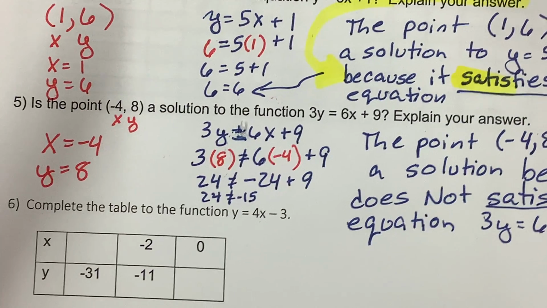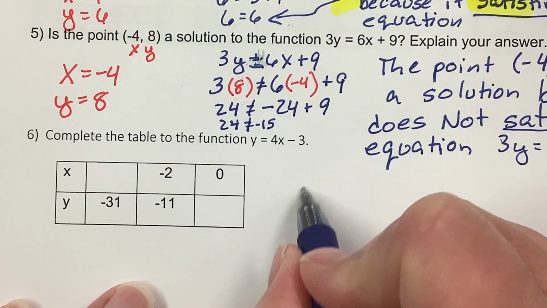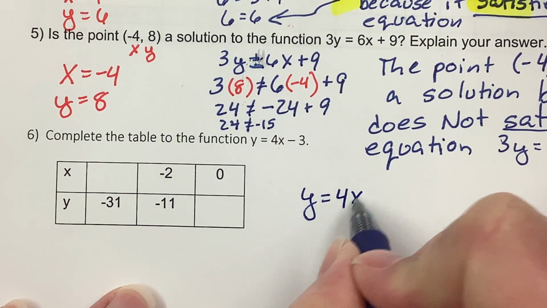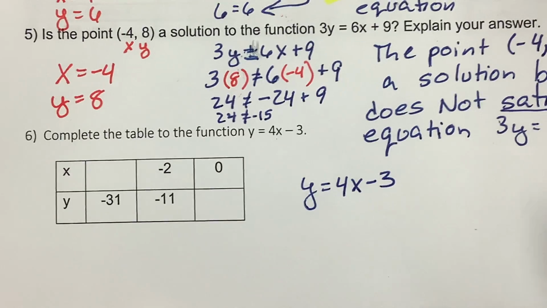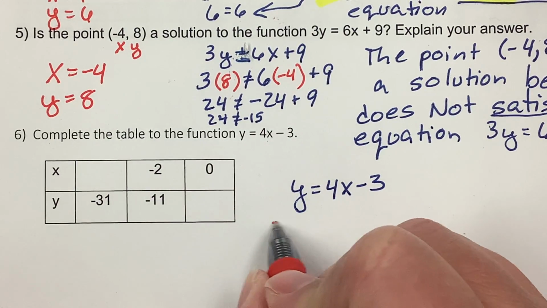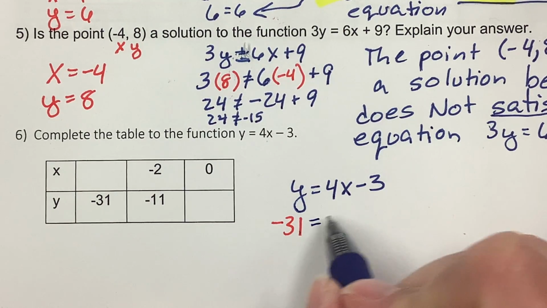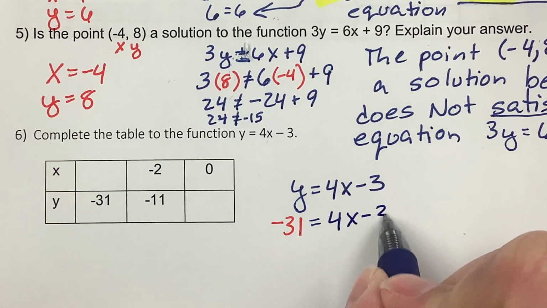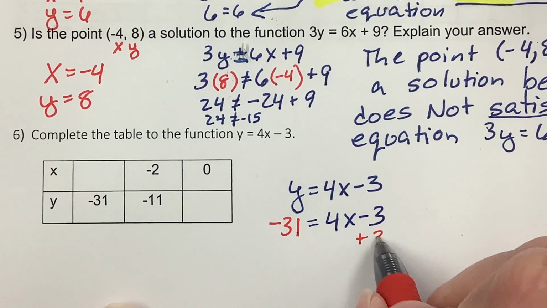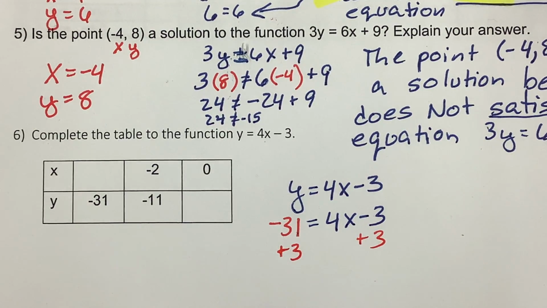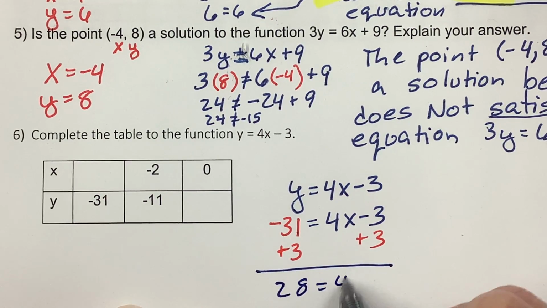All right. Complete the table for this function. So I have this, y equals 4x minus 3. And when they give you y, you fill in where the y is. So they gave me negative 31 for y. So where the y is, I put negative 31 equals 4x minus 3. And now I have to solve that. So I'm going to add 3 to both sides. And negative 31 plus 3 is 28 equals 4x.